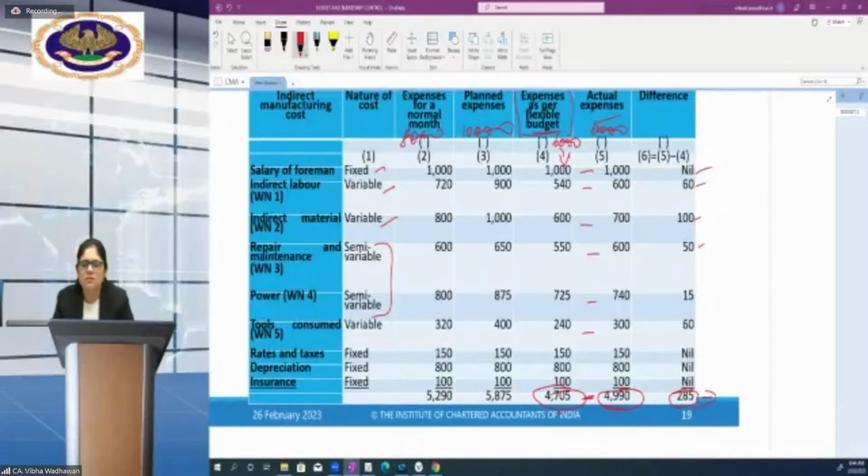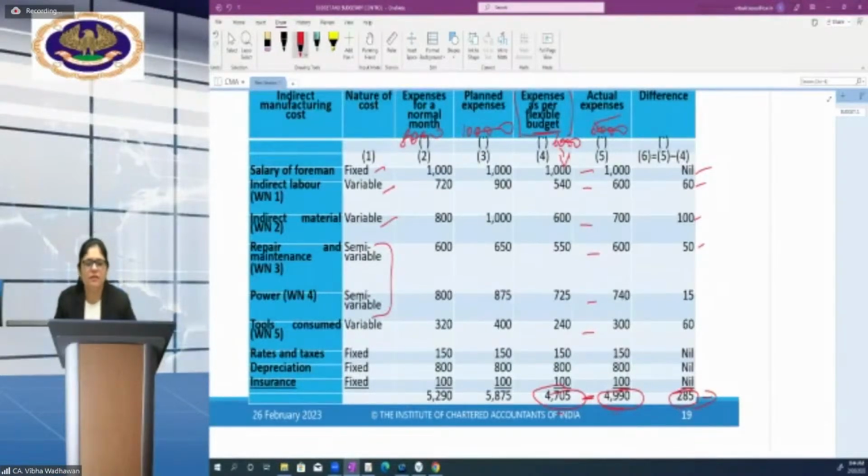All right. So this is how the budget helps us to check the deviations and check the overspending also, so that we can control the cost, through comparison between actual and the budget. So students, I hope you have understood this. You can take a note of the solution.